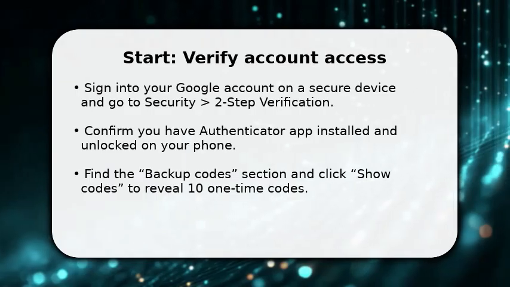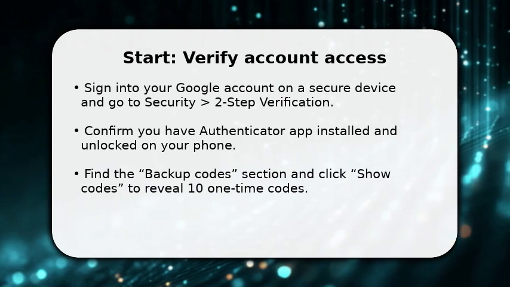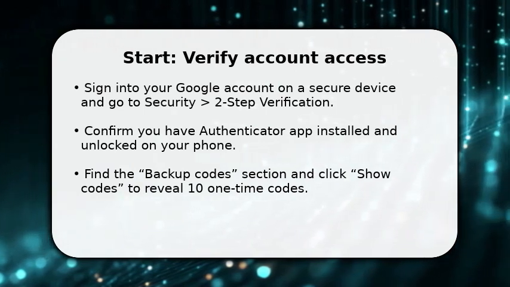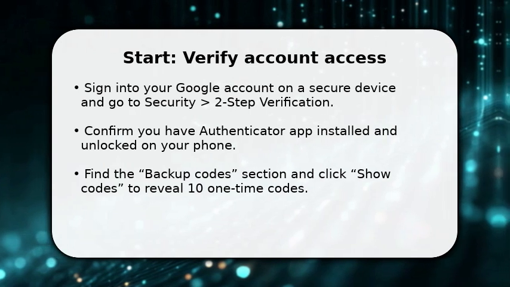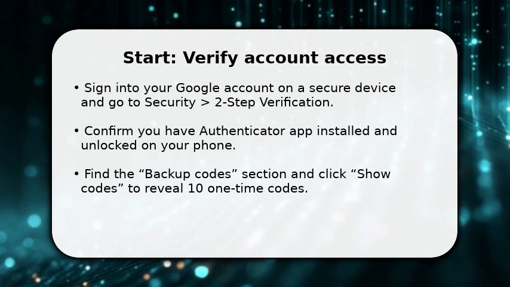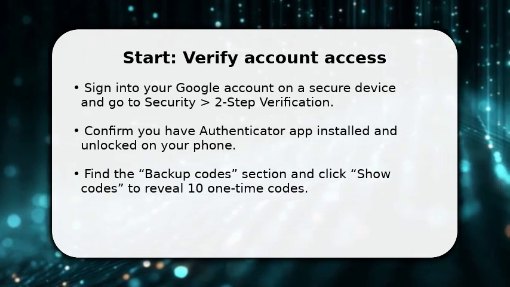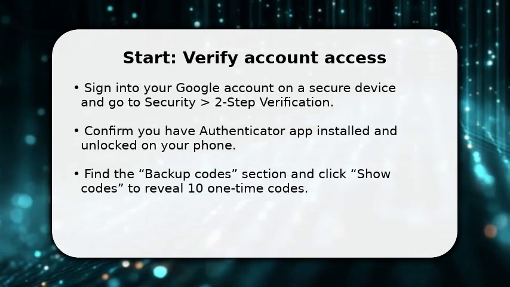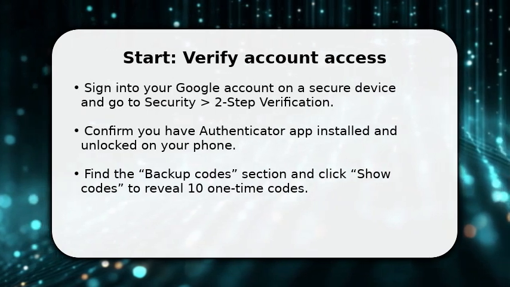You should sign into your Google account on a trusted device and open security, then two-step verification. This gets you to the exact settings. Once done, make sure your Authenticator app is installed and working on your phone so you won't lose access during recovery. Next, locate the backup codes section and select Show Codes.